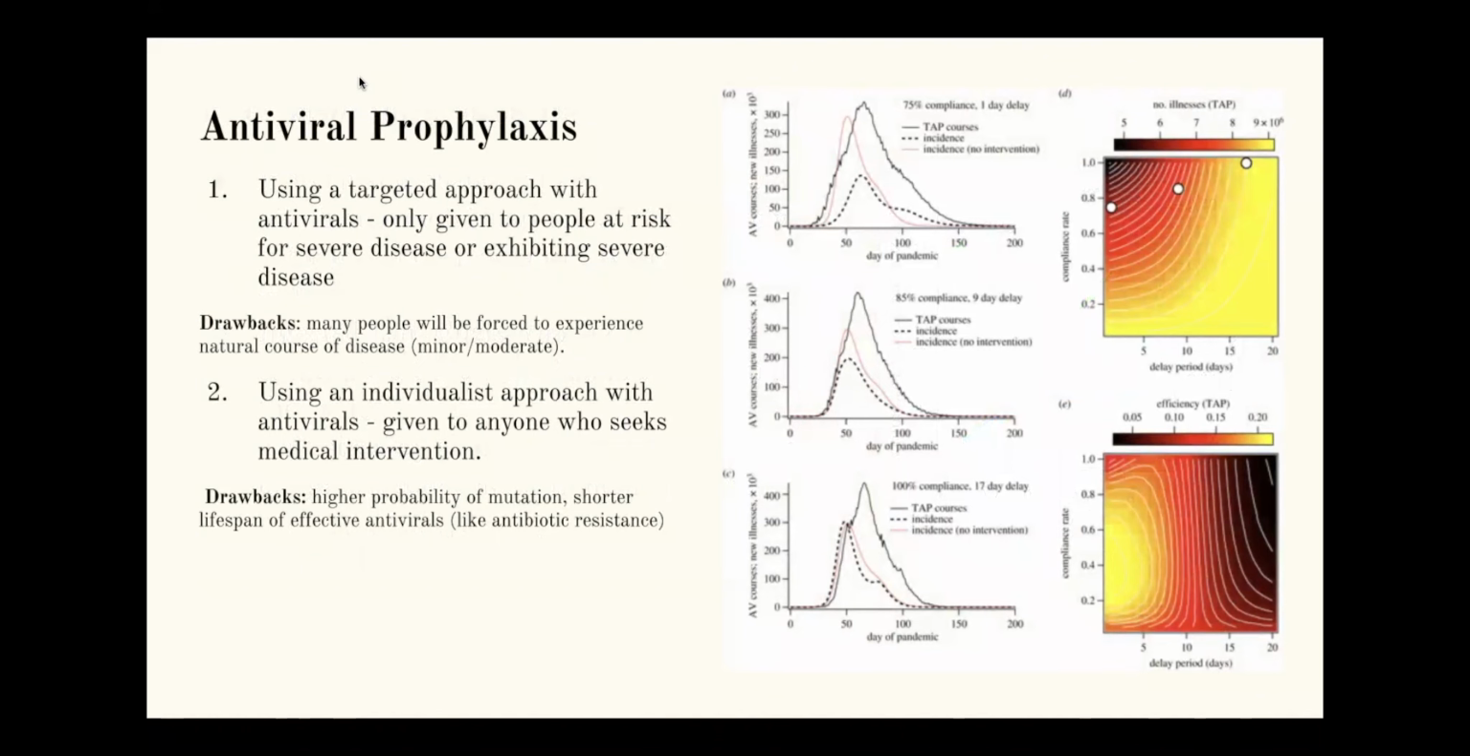Using a targeted approach, antivirals were given to people at risk for severe disease or exhibiting disease symptoms. The two types of targeted antiviral prophylaxis that were investigated were geographic targeting and contact targeting. Geographic targeting relates to the neighborhood distribution of antivirals, whereas contact targeting relates to the usage of antivirals directly to exposed individuals. In this graph, it mainly focused on contact targeting antiviral prophylaxis.